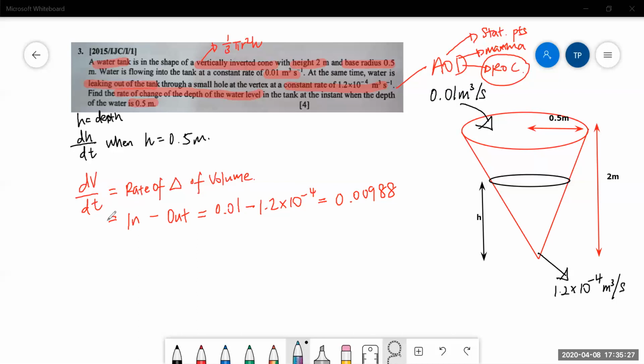Then, so we have dV/dt. Then we have dh/dt, right? So this is a very standard template for rate of change. For rate of change, we always want to have 3 different things: what we want, what we have, and what we need. The question wants dh/dt. What we have is dV/dt. Then what do we need then?